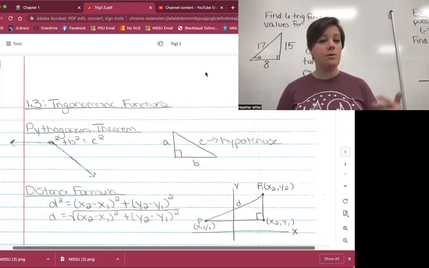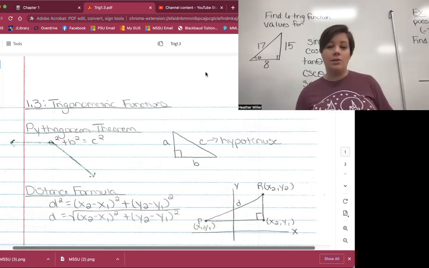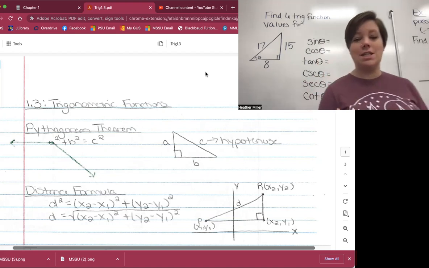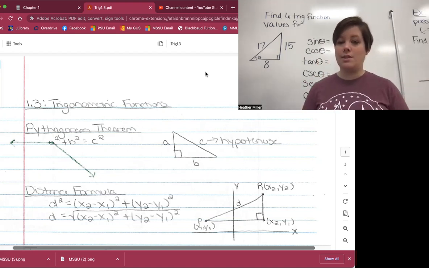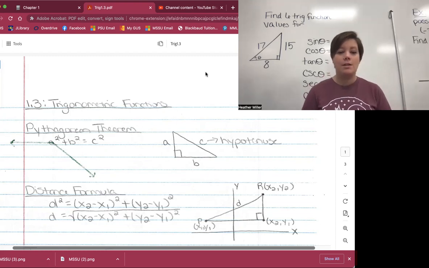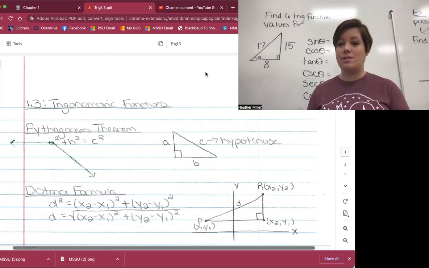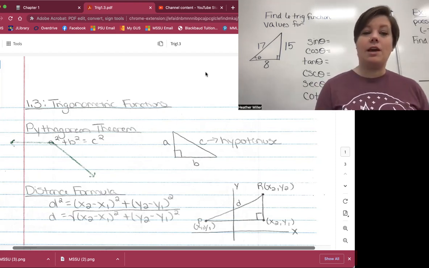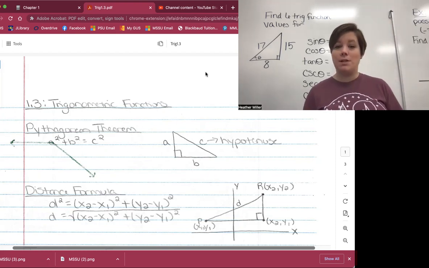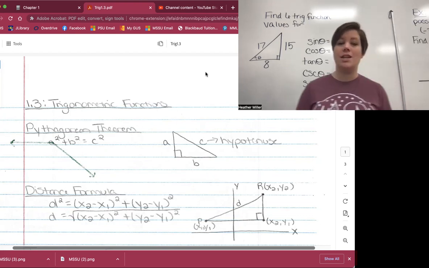So before we dive into these different trigonometric functions, we're going to talk about the Pythagorean theorem. Pythagoras was a famous mathematician, and he discovered that if you look at the side lengths of a right triangle specifically, the side lengths coordinate with each other, meaning there's an equation that we can come up with to explain the relationship between the side lengths. And that equation is the Pythagorean theorem: a squared plus b squared equals c squared. This is a cornerstone of trigonometry.